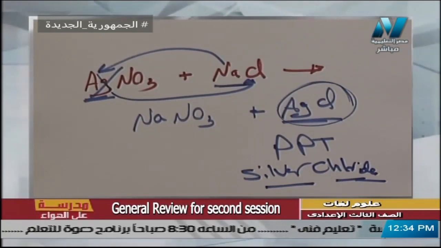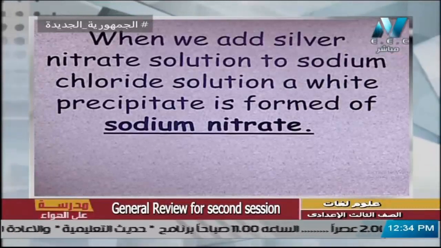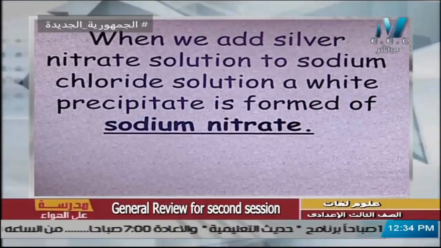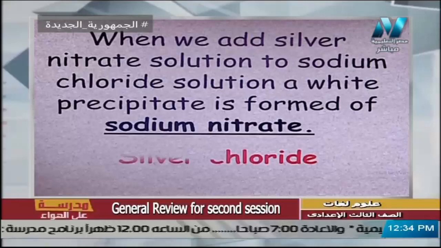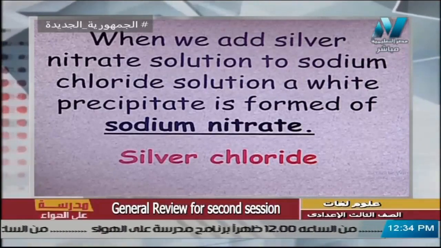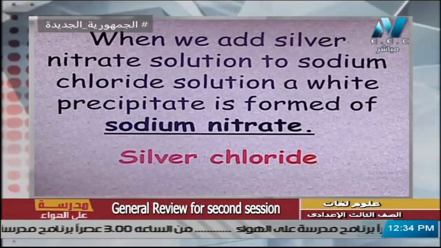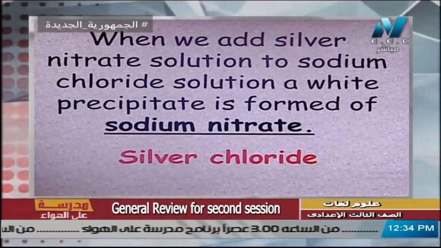When we add silver nitrate solution to sodium chloride solution, a white precipitate is formed. The question says the white precipitate is sodium nitrate. Sure, it's wrong. It will be silver chloride.